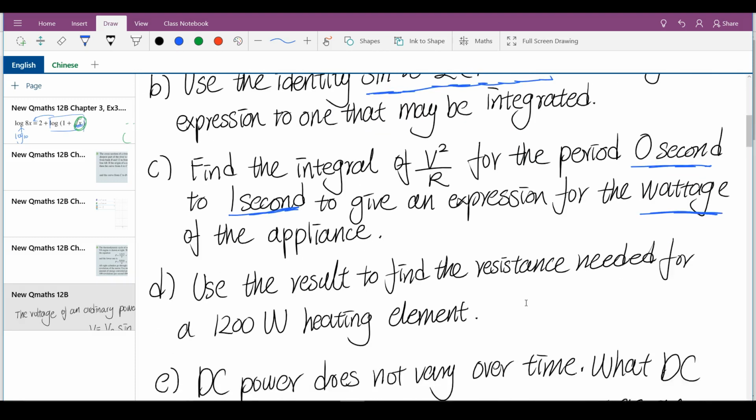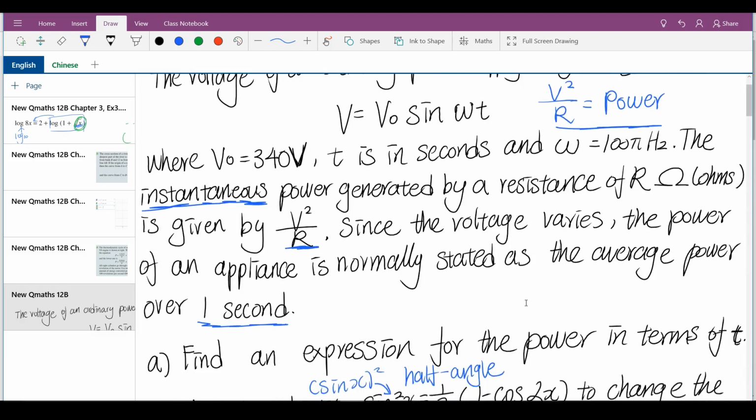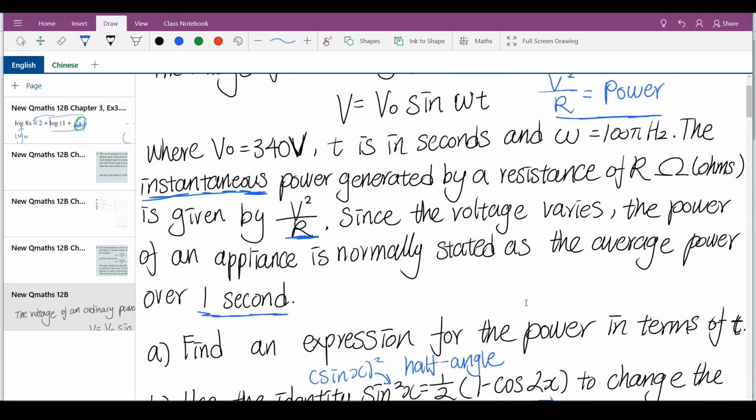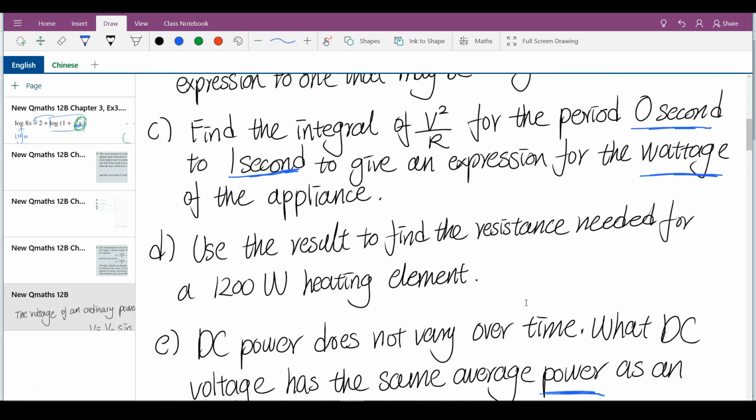And in question C, we already got the expression for the wattage, which is the power, for the period from 0 second to 1 second, right? The question says that since the voltage varies, AC, the power of an appliance is usually stated as the average power over 1 second, right? That is literally the expression for C, the average power over 1 second, right?